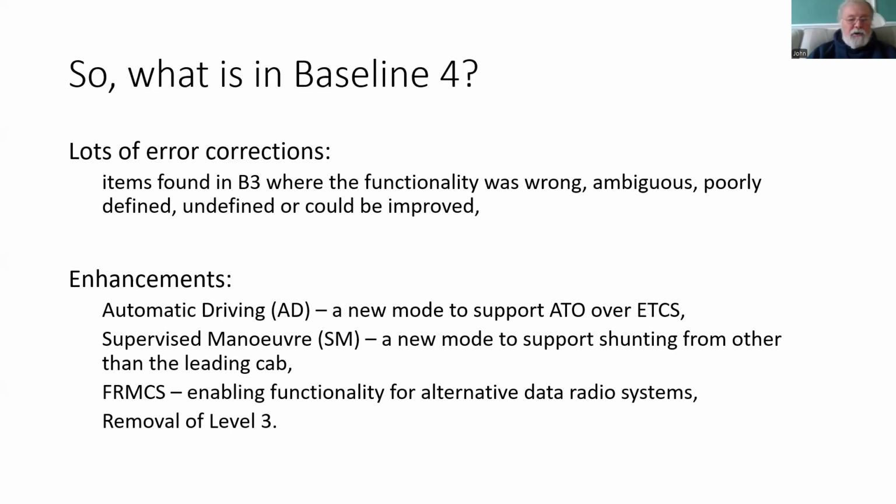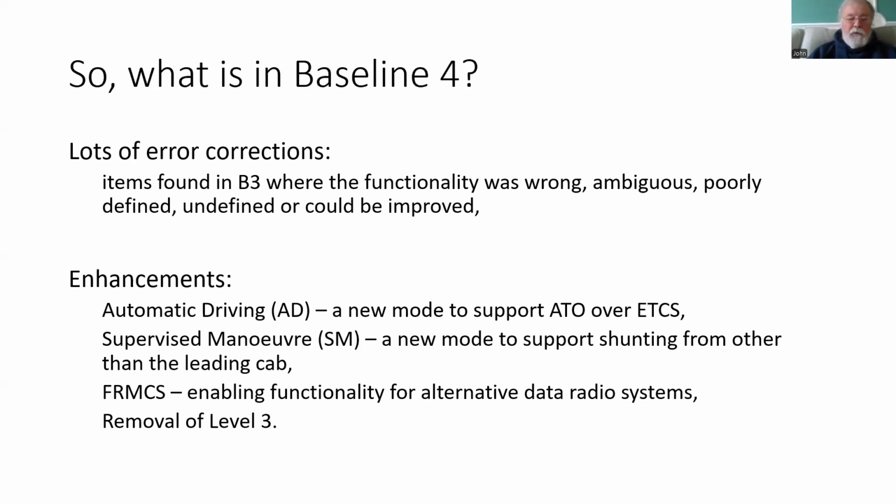You're probably aware that GSMR, the radio system used for voice and data on an ETCS railway, is obsolete. And in fact, in a few years' time, the frequencies used for it will be reallocated. So a new system is needed, and various people have been looking at using 5G, Wi-Fi, Tetra, and other systems in order to communicate between the onboard and the trackside. And FRMCS, Future Railway Mobile Communication System, is a project to enable that functionality.